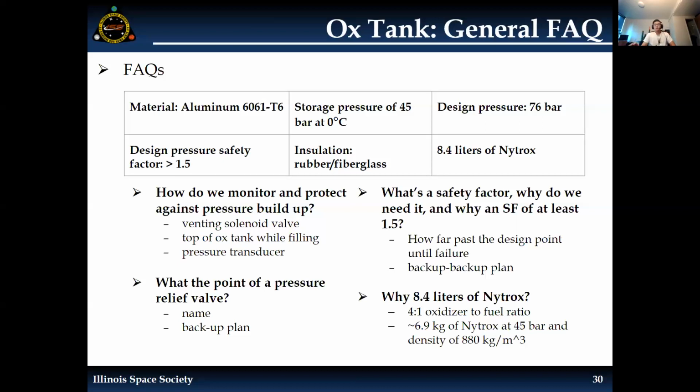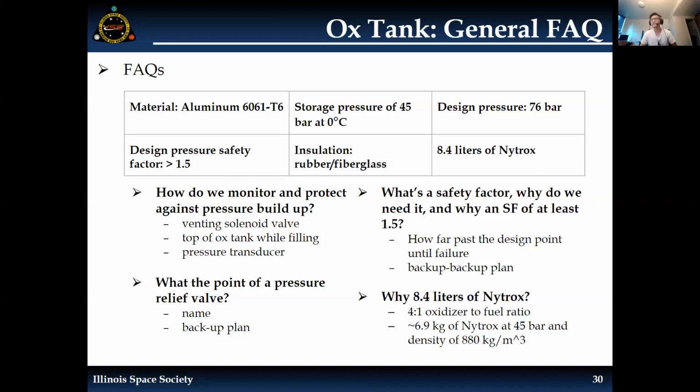So why exactly do we have 8.4 liters of nitrox? That seems rather arbitrary, but that's because we have a 4-to-1 oxidizer to fuel ratio, and that's actually decided based on the CEA data we received. And because of that, it's going to hold 6.9 kilograms of nitrox at 45 bar with a density of 880 kilograms per meter cubed. So that's why it takes up that much volume. Any questions at this point?